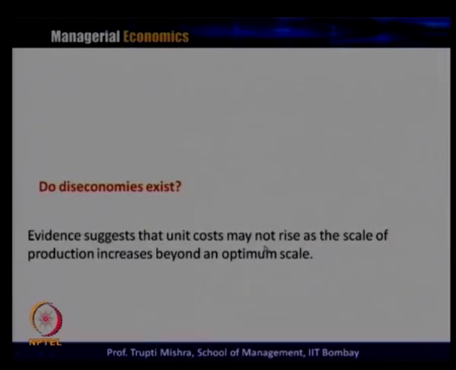So the question comes here: do diseconomies exist? Evidence suggests that unit cost may not rise as the scale of production increases beyond an optimum scale. Or if unit cost does rise beyond the optimum scale, there is still a limit. It cannot increase more. Maybe the increase is there, but it is moderate, and it is a kind of fluctuation. Once it reaches the maximum, then again it has to come down, and there has to be some economies of scale again.